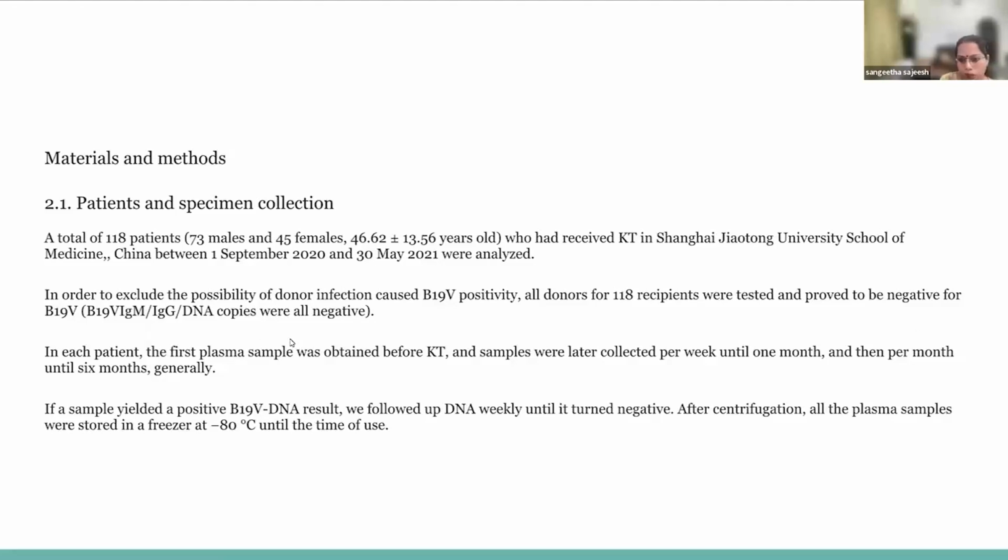So they did the donor screening for parvovirus B19, and all the donors tested negative. For all the recipients, the first plasma sample was obtained before transplant, and then samples were collected meticulously, every week until 1 month, and then every month until 6 months, to identify the point of time when the patients became positive. If a sample yielded a positive B19 DNA result, they followed up the DNA weekly until it turned negative. Even a positive B19 viral DNA result may not indicate an active infection, as the patient may not be symptomatic enough to need treatment.